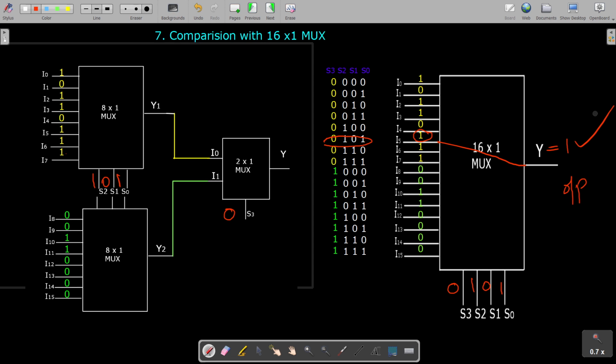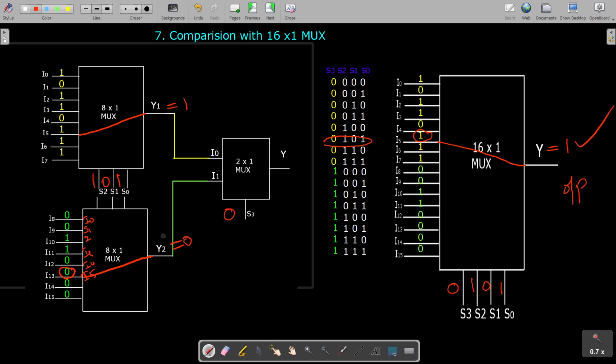But when you come over here, this 101 corresponds to this I5 line. So it would be connected here. So this one will be connected to this. This one will be supplied at the output Y1. And here, this is I5, isn't it? So I13 is equal to I5. So this I13 will be connected to this Y2. So this 0 will be made available here.